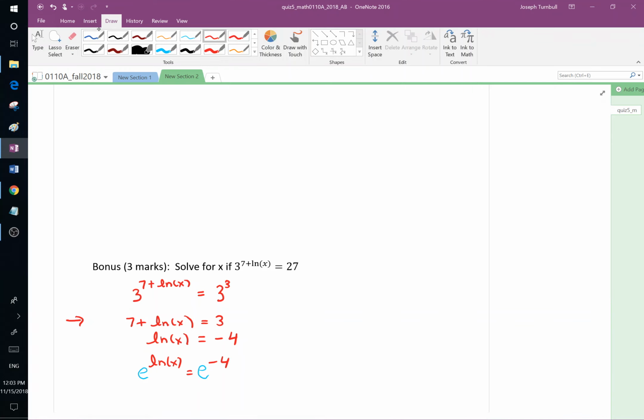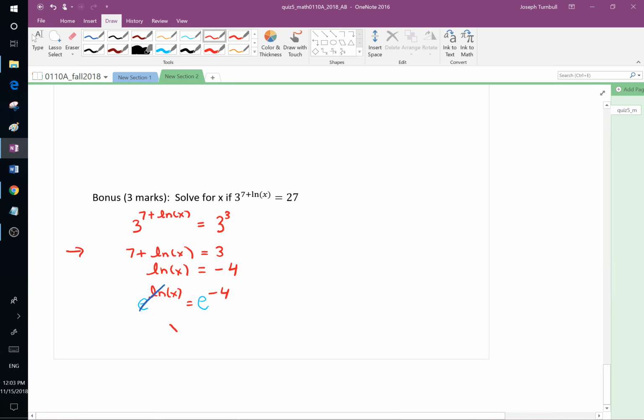So we can cancel on the left. We have x is equal to e to the negative 4 or 1 over e to the 4. Okay, and that's it.